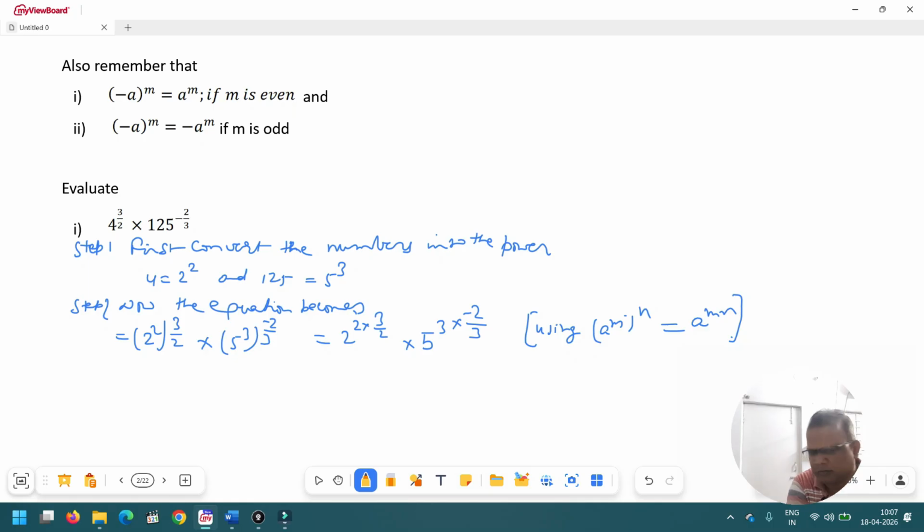Is equal to 2 का पावर 3 into 5 का पावर minus 2, इक्वल टू 2 का पावर 3 बटे 5 का पावर 2, इक्वल टू 8 बटे 25. That is the answer.